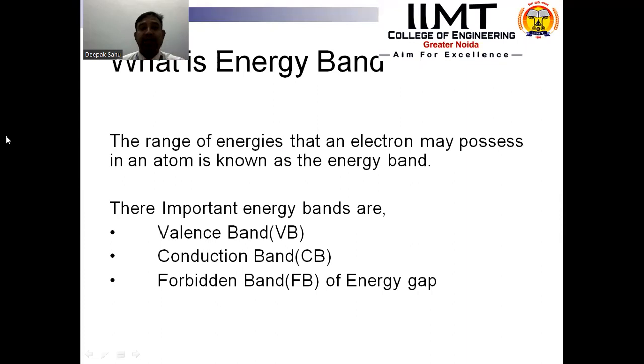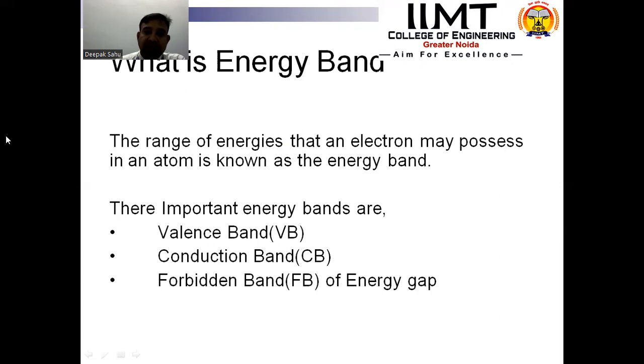Since energy band diagrams mainly deal with the energy variation of the conduction band and valence band, energy can be basically defined as a range of energies available. When we use the term range of energies, it is not a continuous energy pattern, but rather a discrete energy pattern where a particular level has a fixed set of energies which it can hold. So coming back to this basic definition, the range of energies that an electron will possess in an atom is known as energy bands.